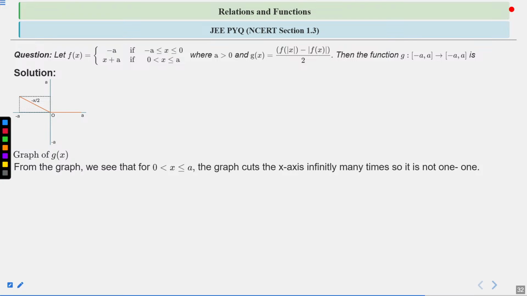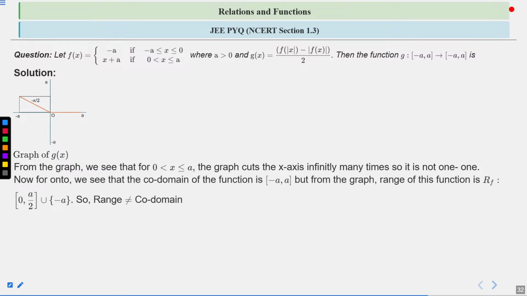From the graph we can say that for x between 0 and a, the graph cuts the x-axis infinitely many times. So it is not one-one, right? Now for onto, we see that the codomain of the function is -a to a, but from the graph the range of the function is 0 to a/2, union -a. Minus a is also there, right? So you can easily observe that codomain is not equal to range here.